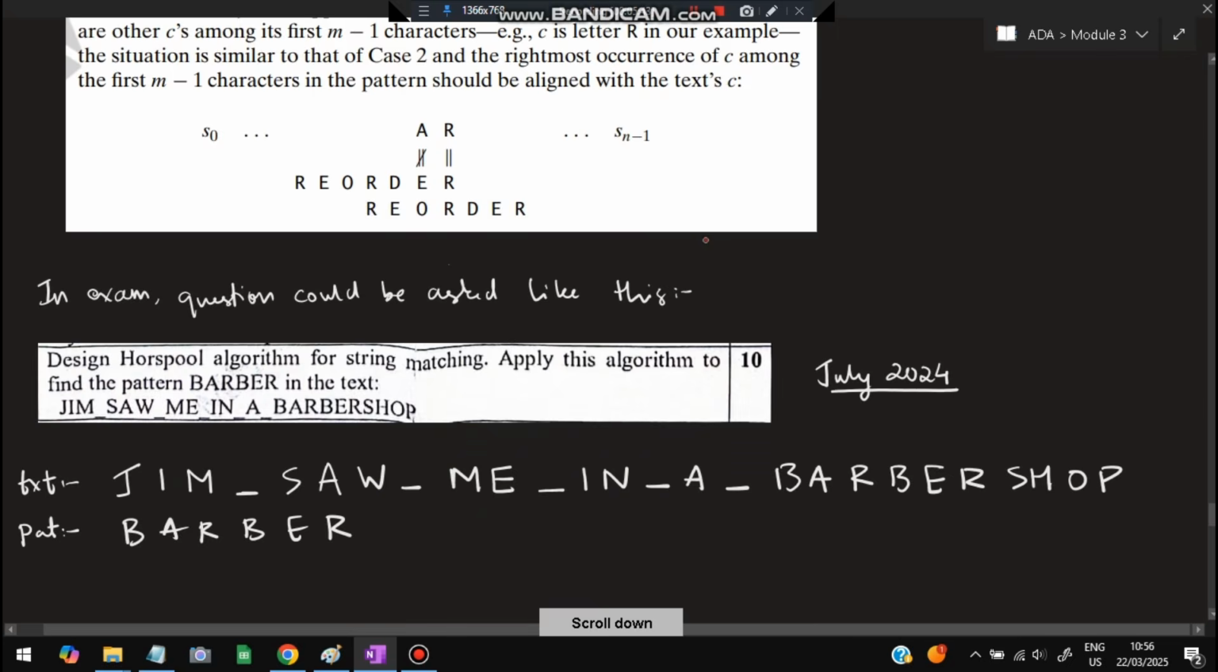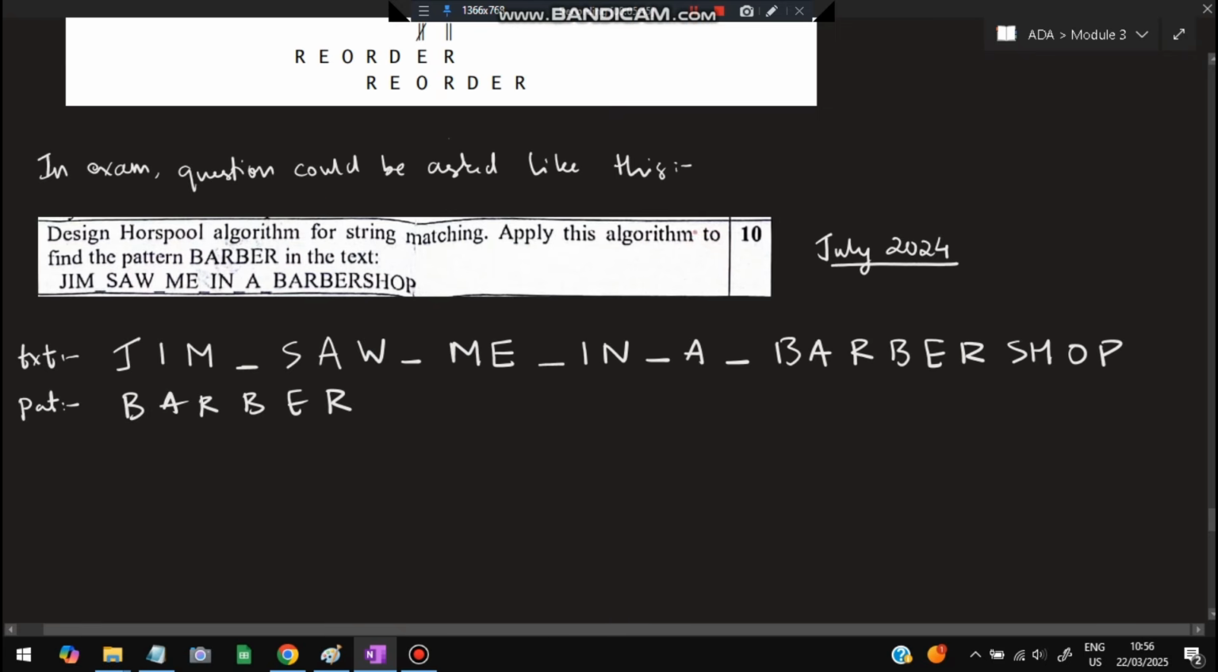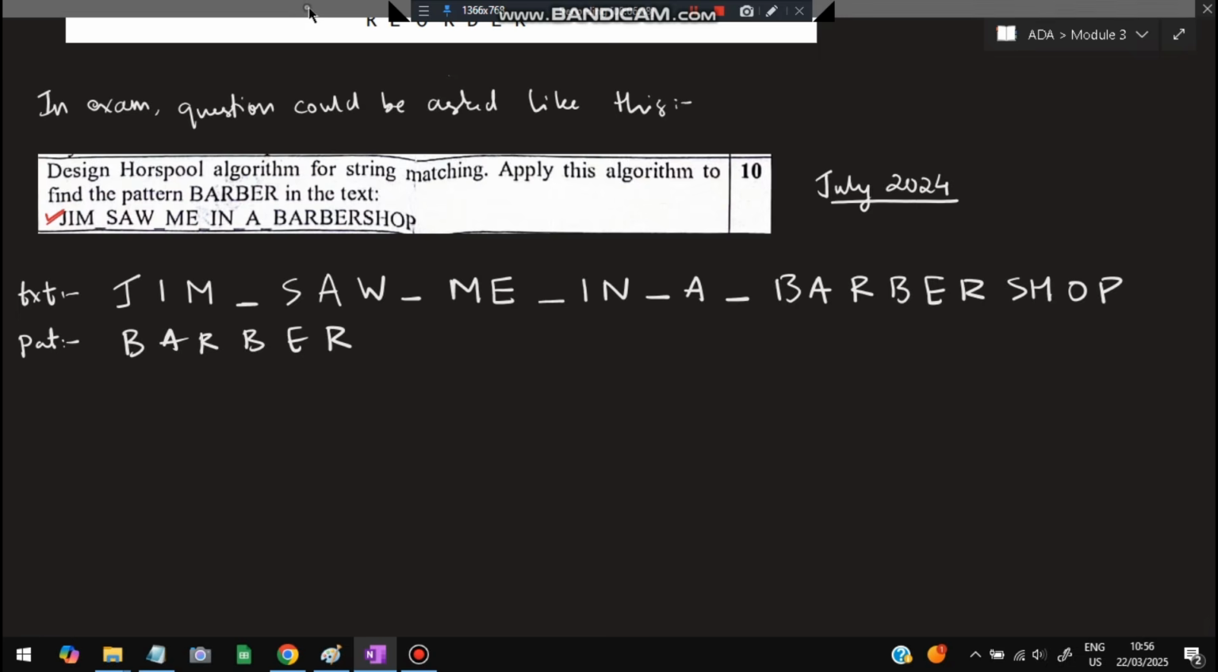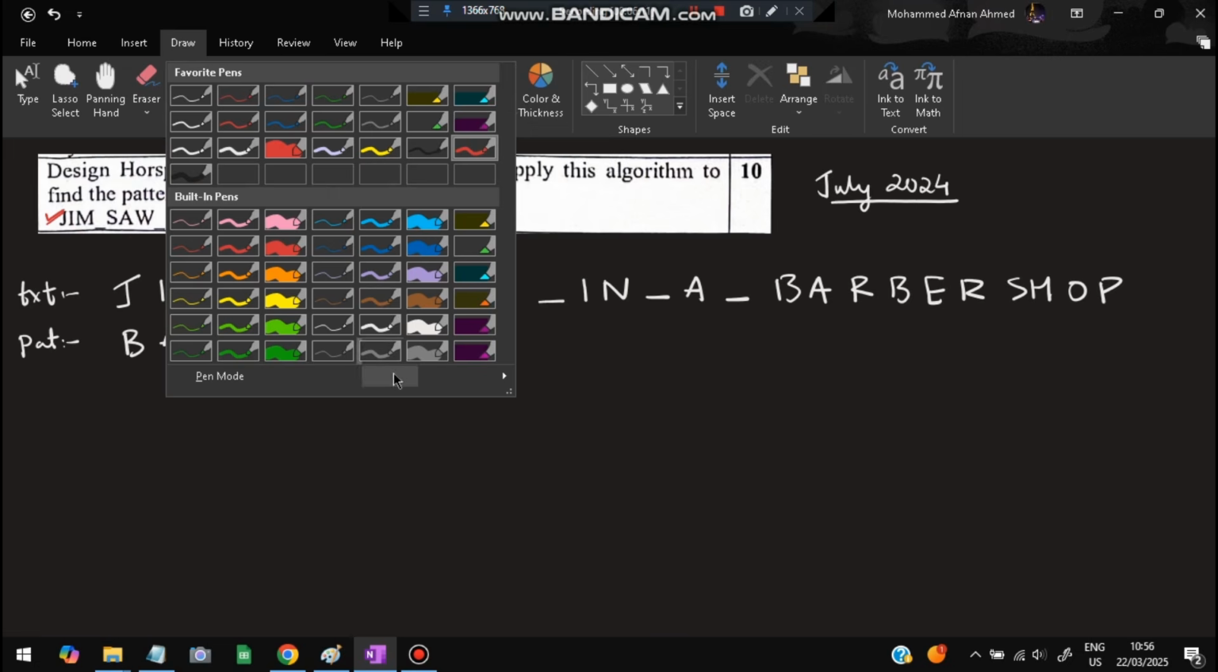Okay, so next, the exam type, what question could be asked. This is the July 2024 question paper exam question. So here, design Horspool algorithm for string matching. I'll be showing the algorithm that you have to learn, and then apply this algorithm to find the pattern BARBER in the text. This is the main text given: Jim saw me in the barber shop. Most of the exam papers, this same question gets asked. And this is in the textbook also, so learn this very well. So you'll understand how to solve this problem.